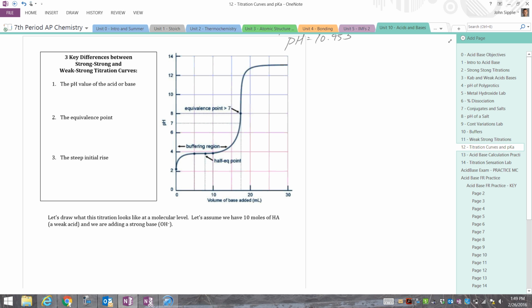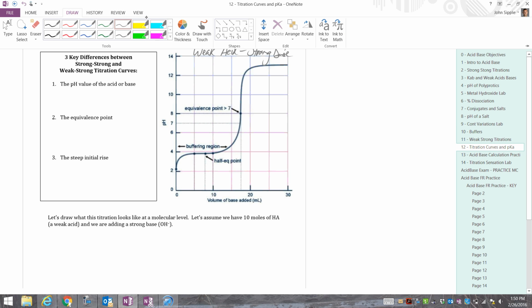Okay, there are three key differences between a strong titration and a weak, strong titration. What we have going on here is a weak acid being titrated by a strong base for this one. And there are some very important parts of this graph.